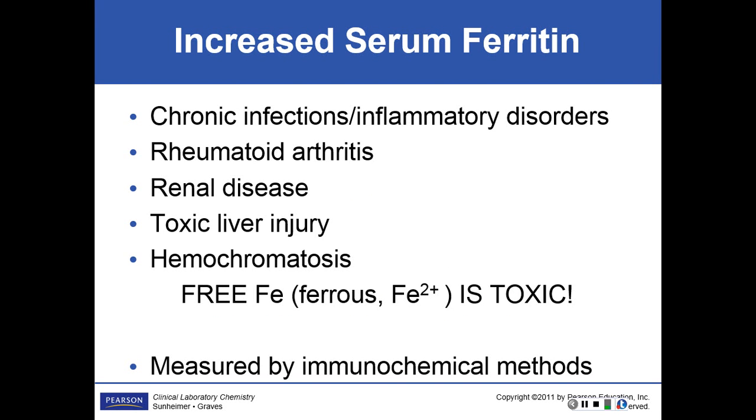We will see increased serum ferritin levels with infections or inflammatory processes, specifically arthritis and renal diseases or liver injury. One that you did study in hematology is hemochromatosis. We have surplus iron in the ferrous state. It is toxic. It's deposited in various places of the body. We do measure this with an immunochemical test, ferritin testing.